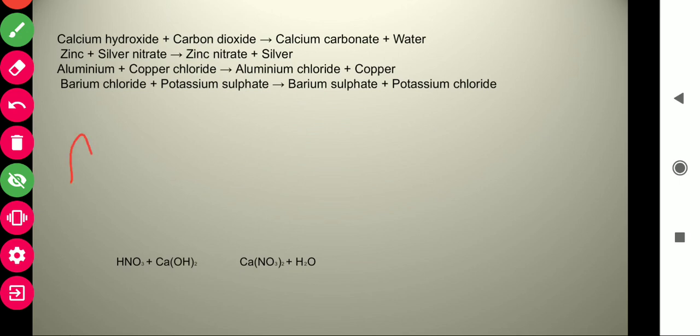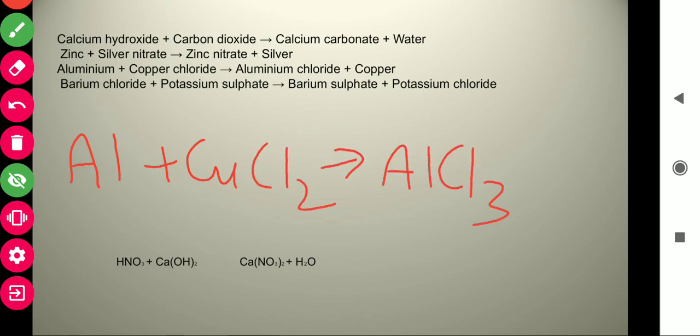Let's take another. Aluminium plus CuCl2 gives AlCl3, aluminium chloride. What will be the formula? The valency of aluminium is 3, and of chlorine is 1. When we make the formula, it will become AlCl3 plus copper, Cu. Now there is neither oxygen nor hydrogen here, so we will balance chlorine. How can we balance this chlorine? Here 2 chlorines, here 3. For making them equal, we will take 6. For making it 6, we will keep 2 here.